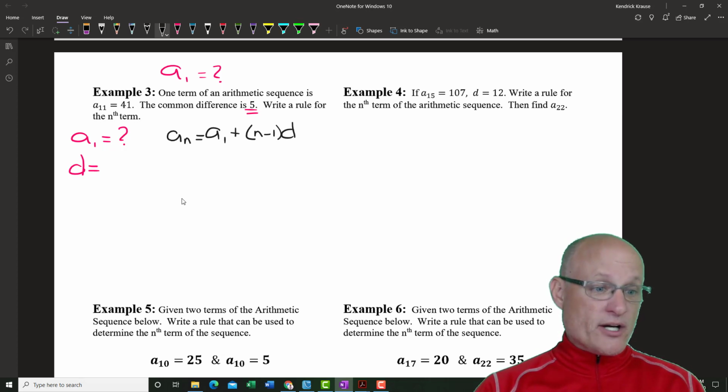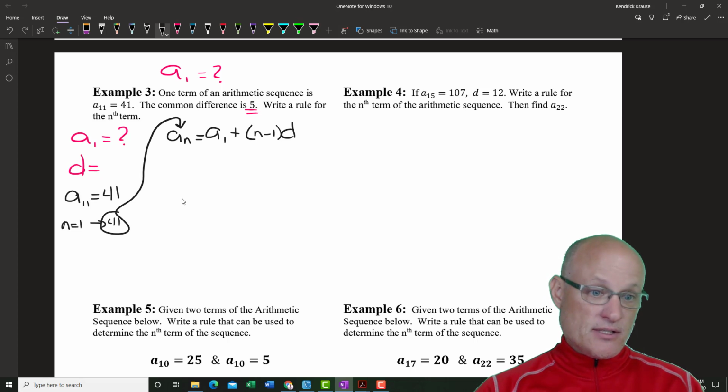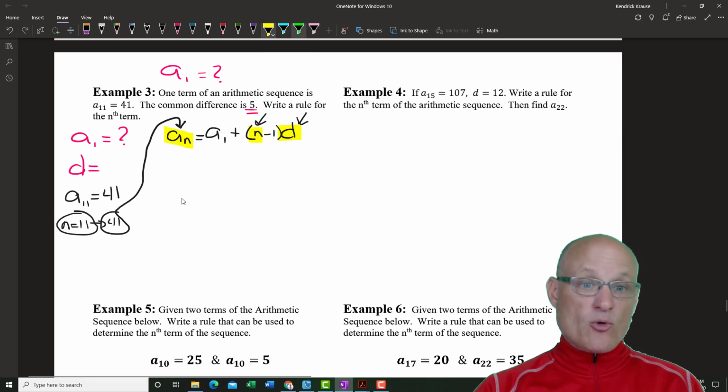But we also know one other piece of information. We know that a sub 11 equals 41. So in other words, if n is 11, the term we get is 41. Okay? Well, what are we going to do with that 41? That goes in on the left side. And in for n, this should be 11. The 11th term. In for n goes 11. And then we go in for d. So when we're done plugging it all in, the only thing I have left to find is this, and it'll come out really easy.